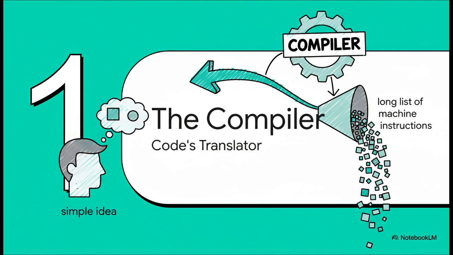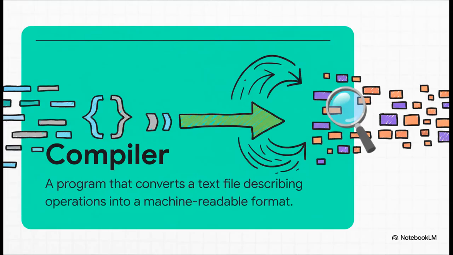Okay, so that's a pretty huge gap, right? How do we possibly get from our simple idea on the right to the machine's complex reality on the left? Well, the answer is a really clever piece of software called the compiler. Think of the compiler as your own personal expert translator. It takes one language, the one we think and problem solve in, and it systematically converts it into a completely different language, the one the processor actually speaks.